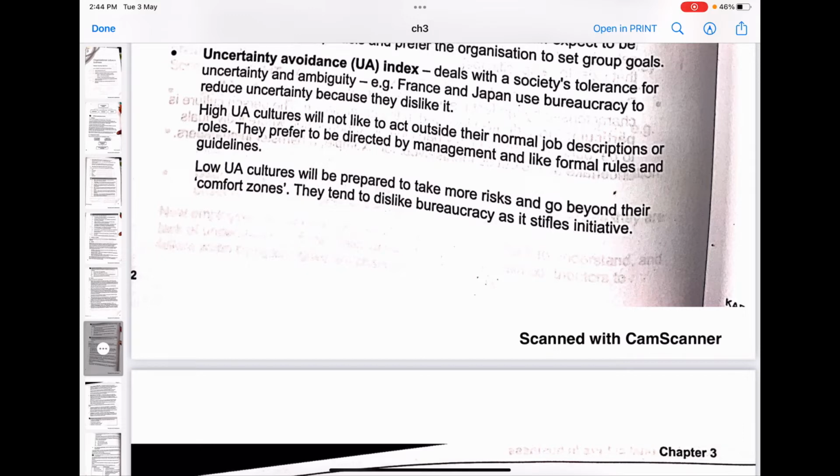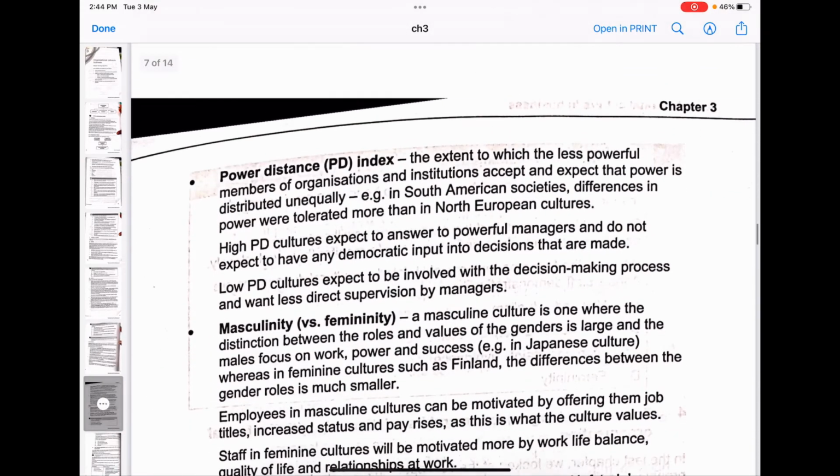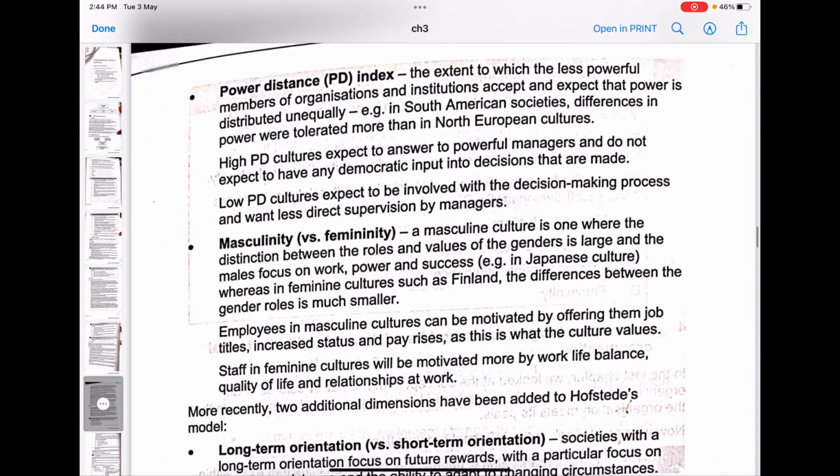Low uncertainty avoidance cultures will be prepared to take more risk and go beyond their comfort zones. They tend to dislike bureaucracy as it stifles initiative. So bureaucracy stifles initiative because guidelines and rules are set, but low UA cultures dislike bureaucracy. Hope that's clear.